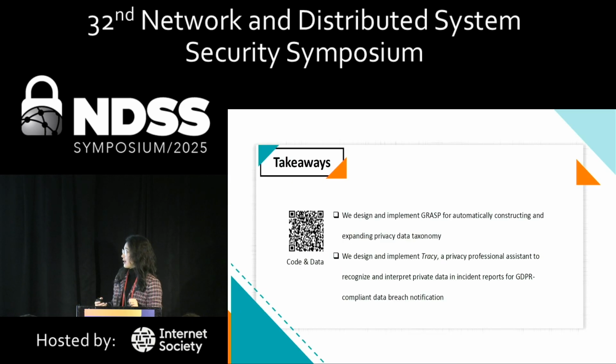So here are two takeaways. We designed and implemented GRASP for automatically constructing and expanding privacy data taxonomy, and we implemented Tracy, a privacy professional assistant to recognize and interpret private data in the incident report for GDPR-compliant data breach notification. And we also put the code and data online, so feel free to check it out.